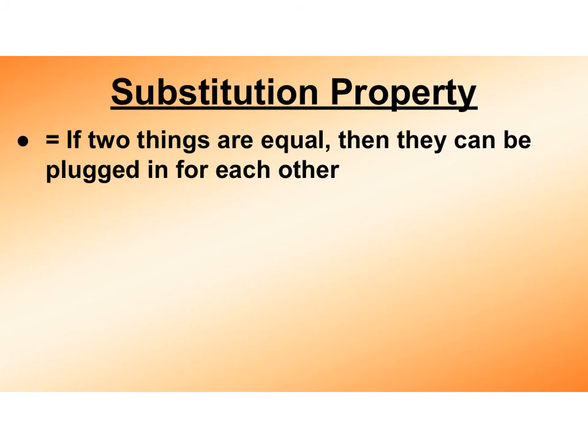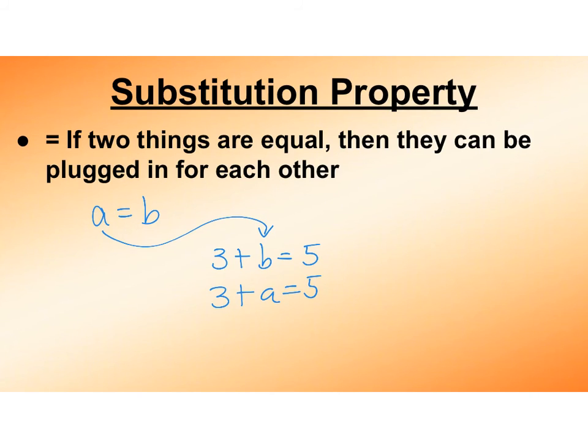The substitution property. If two things are equal, like if A equals B, then they could be plugged in for each other. And then later on, I have 3 plus B equals 5. I could substitute A in and say that 3 plus A must equal 5 then. So substitution is any time you're plugging another thing in that was equivalent.